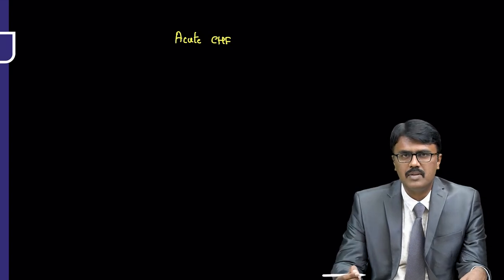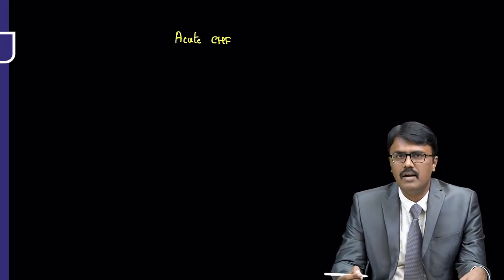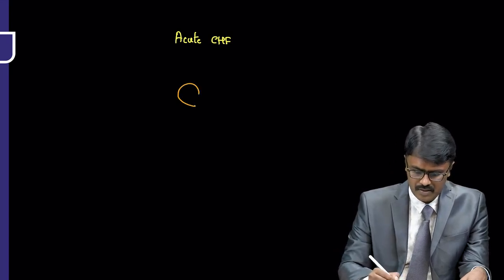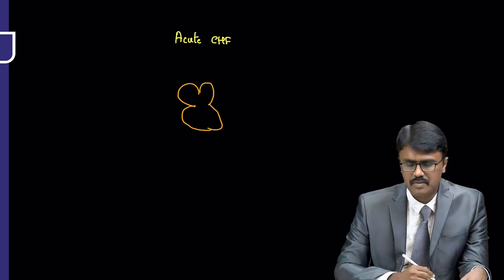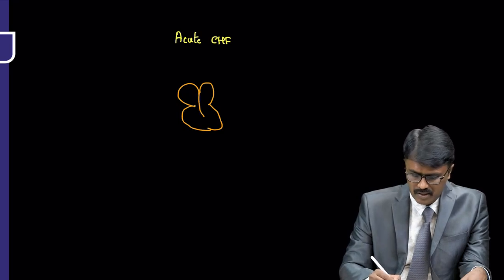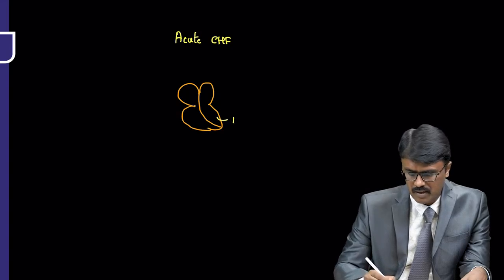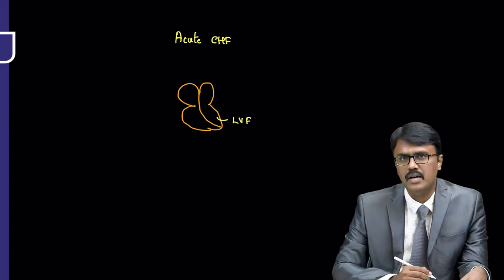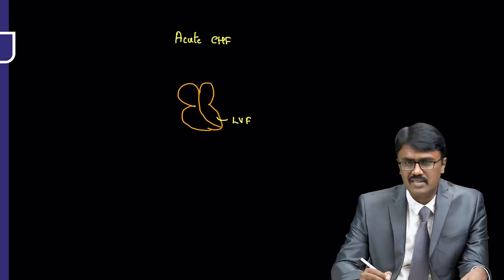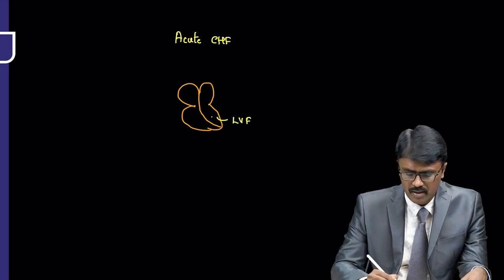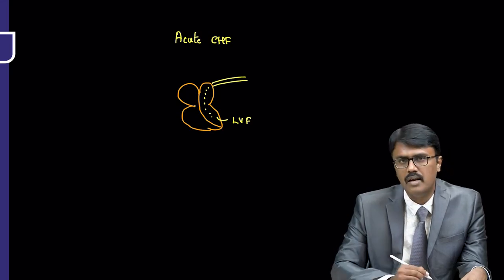So let us take an example. Suppose a patient had MI and he had heart failure. Now let me draw the heart. This is the heart. And let me divide it into left and right. Now suppose the left ventricular failure occurs, what happens? The heart is not able to pump the blood properly and the blood remains, and the back pressure is given back to the lungs.